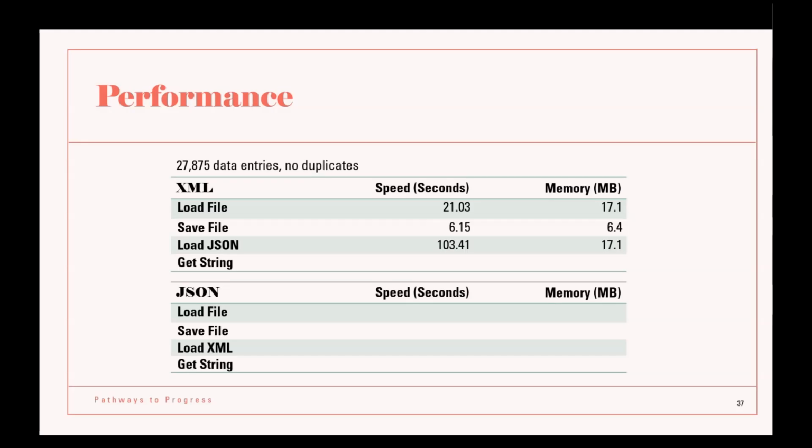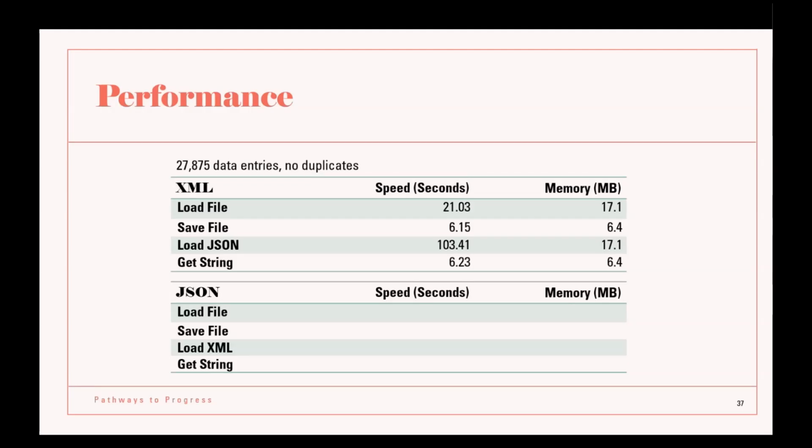Loading JSON data into the XML from the JSON object was much slower as it has to convert all the tags and values in JSON into an XML object format. This actually will use a JSON copy of the exact same test file. And this took about 103 seconds and 17.1 megabytes of memory.